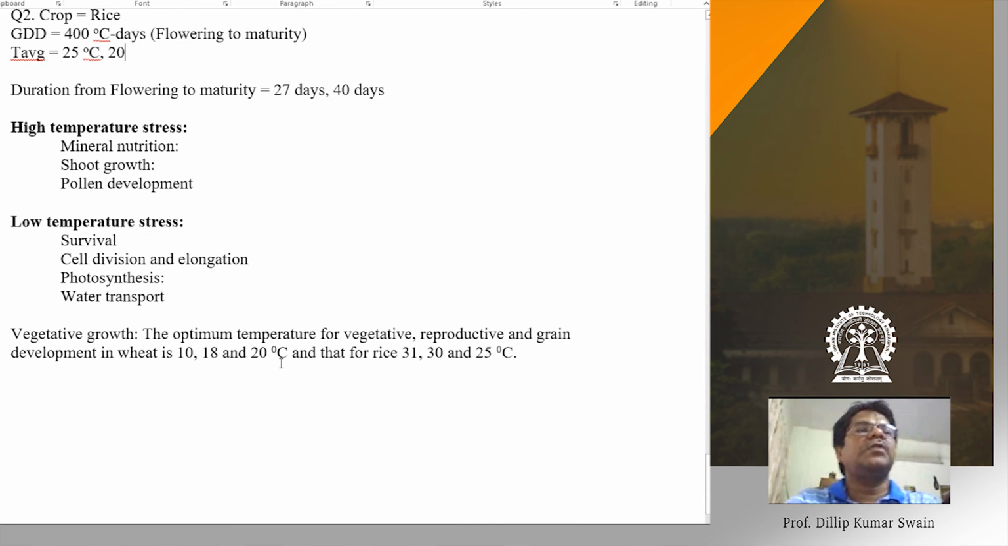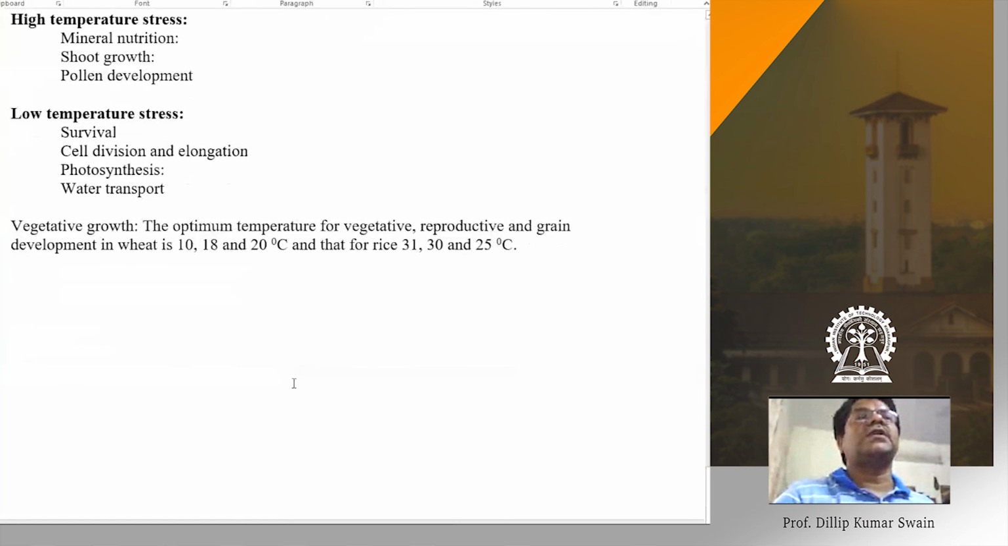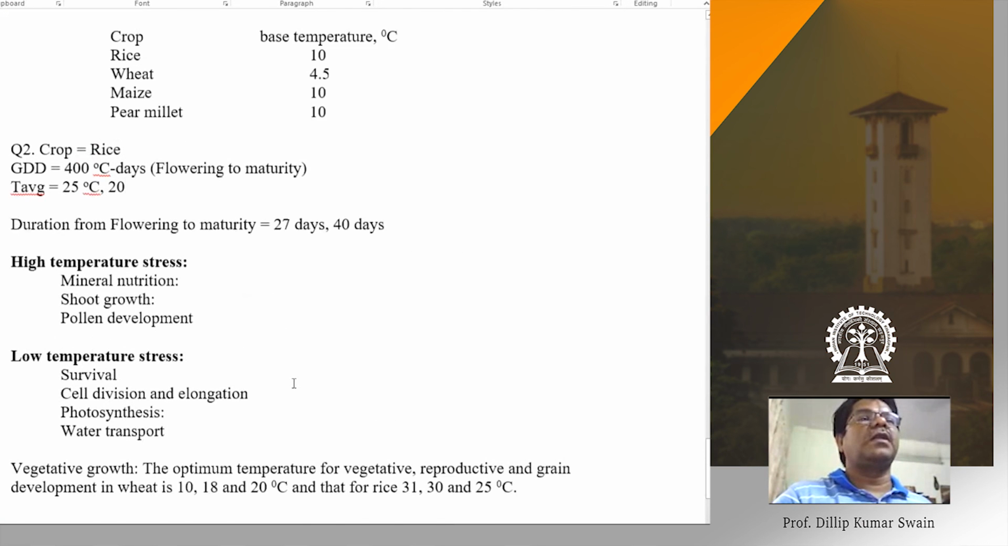So these are some examples of the temperature at different growth stages, because every crop has a particular range of temperature, the optimum temperature for the specific growth stages. If they get the optimum temperature, their yield remains almost maximum. If the temperature is beyond optimum, either lower or higher than the optimum, then the yield gets affected. So this is all about the effect of climatic factors on the growth and development of the crop.